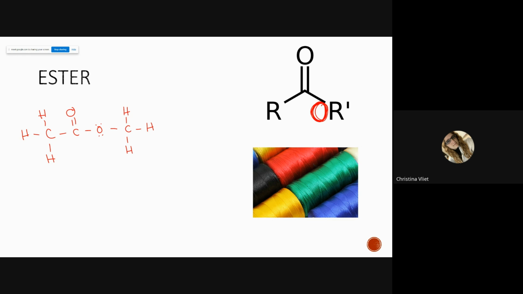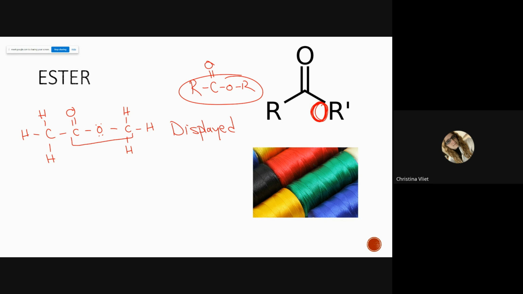You've got R, and I wrote it here, COOR. So basically, it's an ether, but right next to the carbon that has the oxygen on it, there is a double bond oxygen. So that's how you identify you have an ester. You have to have that part right there, COOC, in that exact order: C double bond O, and then OC. This is what we call an ester. This is the displayed structure of an ester.